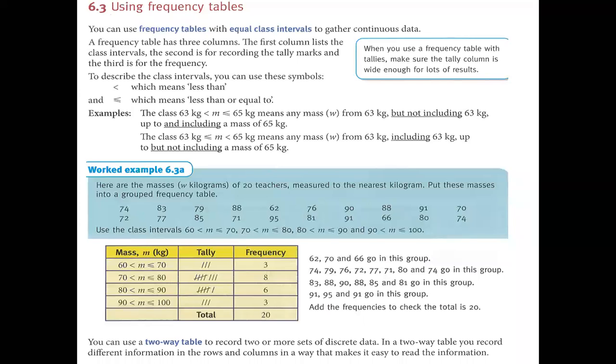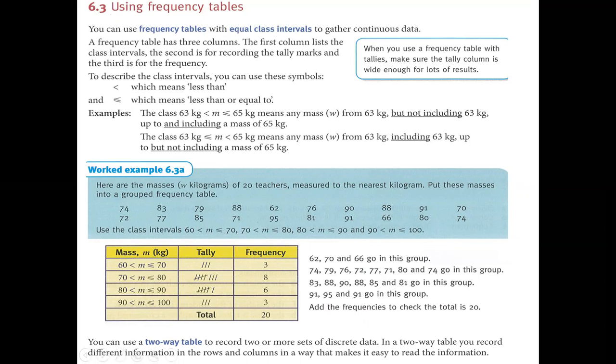Bismillahirrahmanirrahim. Let's start. Using frequency tables, you can use a frequency table with equal class intervals to gather the continuous data. Remember this thing: maybe I asked you which type of data we are using in the frequency table. That is only and only continuous data. Now here you can see the signs.